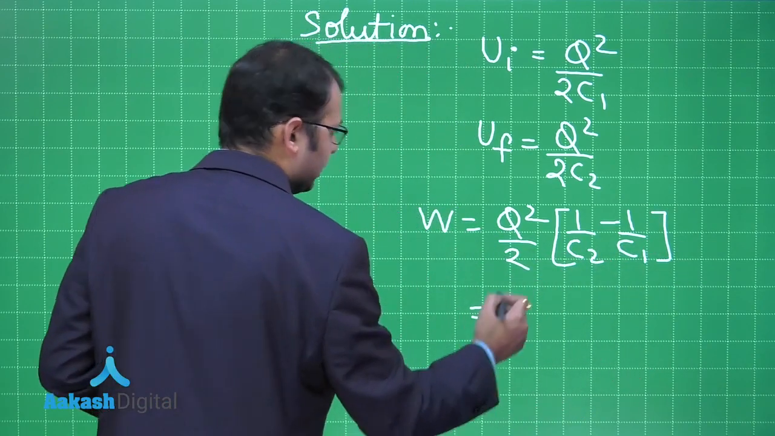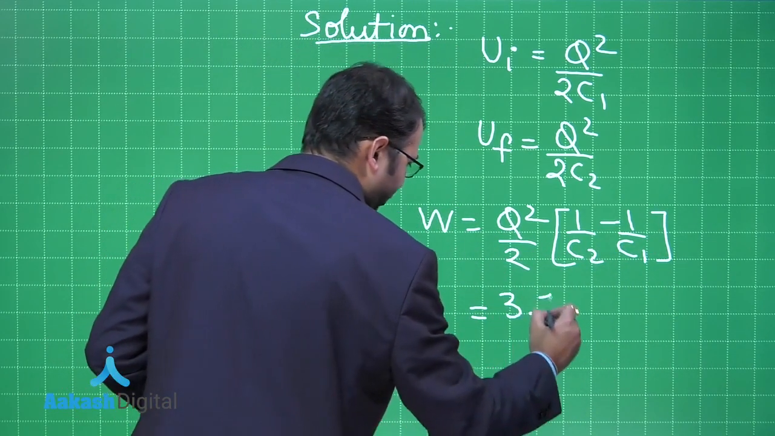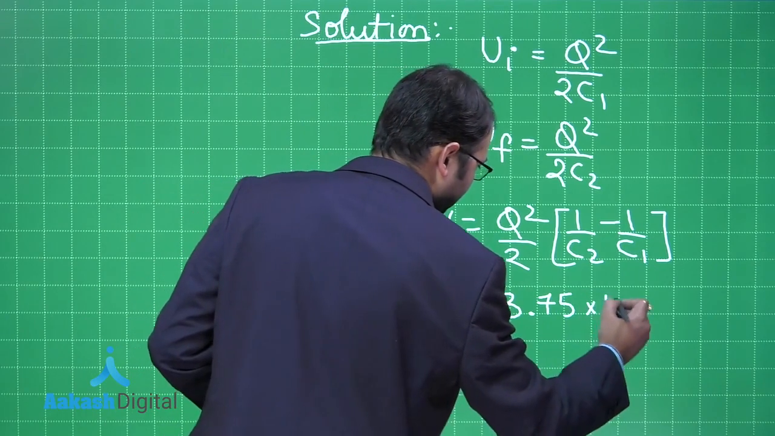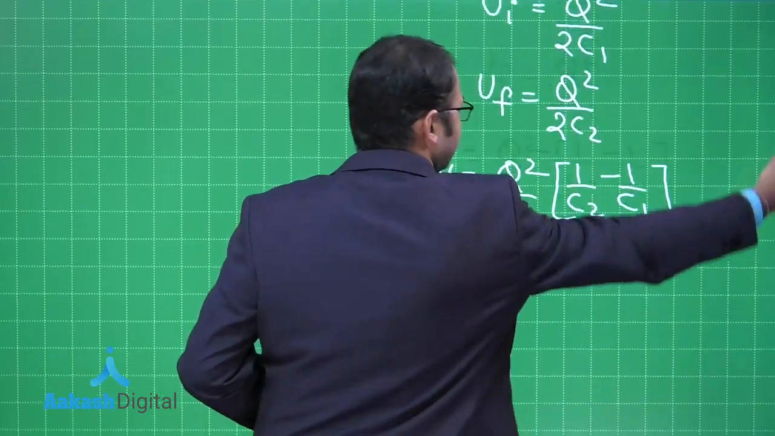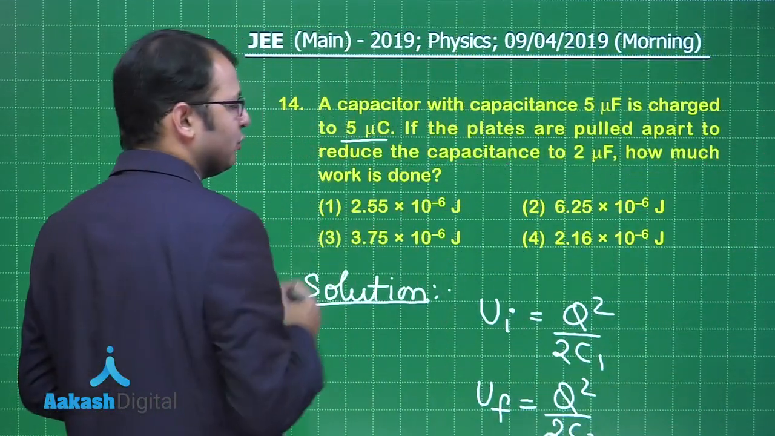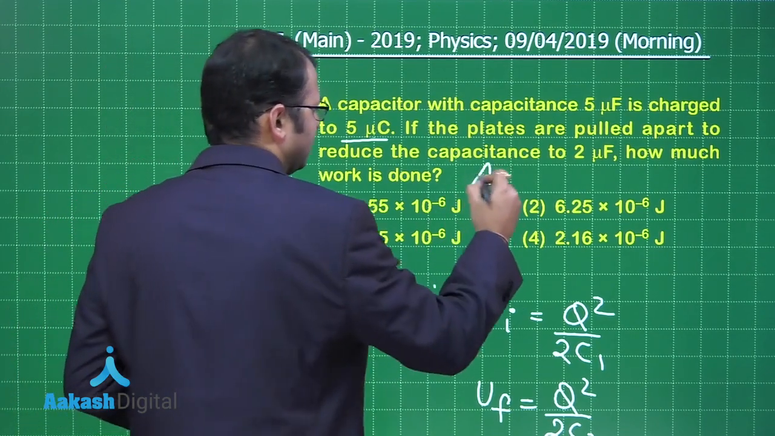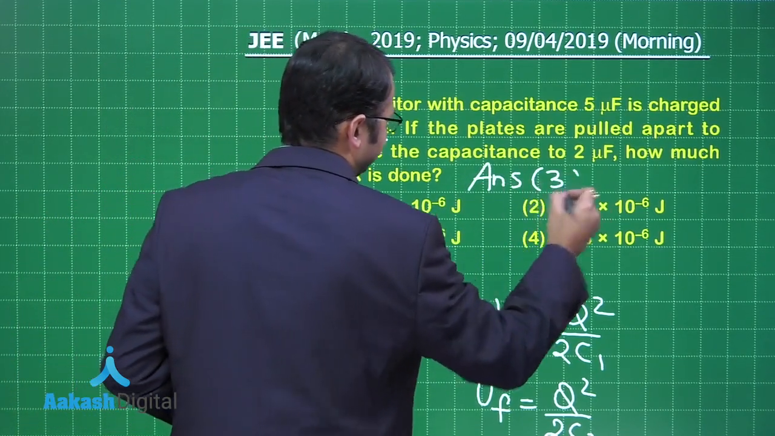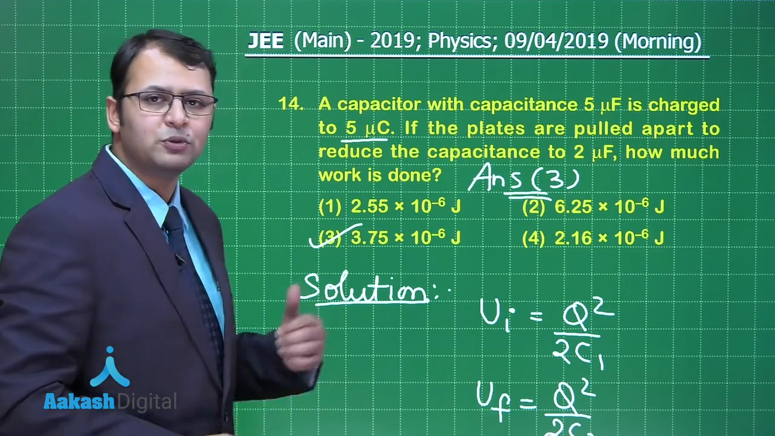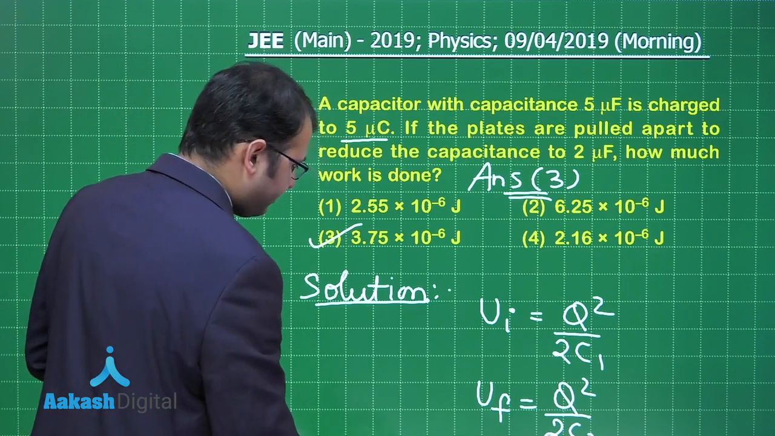Putting down the values, we have got everything. We will get 3.75 into 10 to the power minus 6 joules. So let's see which is the best suited option here. Among the 4 options given to us, option number 3 is the right answer. Right? Now let's move on to the next question, that is question number 15.